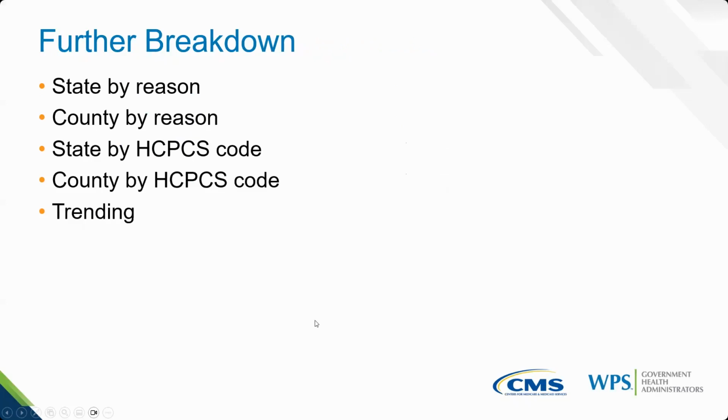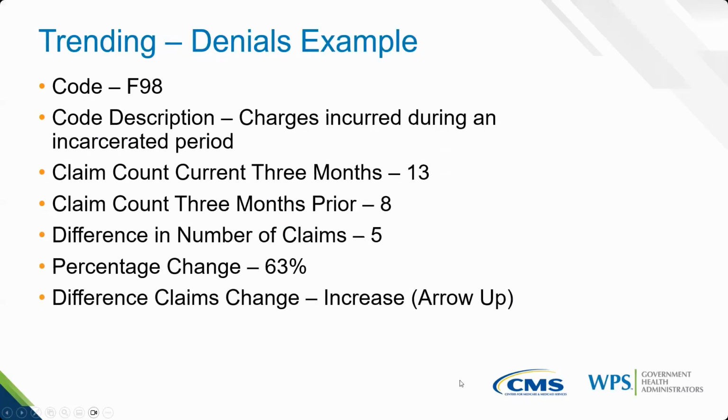Here's those further breakdowns that I was telling you about that we can do in the data poll, just informational for you. You'll see the last bullet there is trending. Here's what I mean by that. A good example, there's a denial code. It's an internal code, but nevertheless, there's a denial code. Here's the one I picked to show as an example. The code description or the denial reads, charges incurred during an incarcerated period.